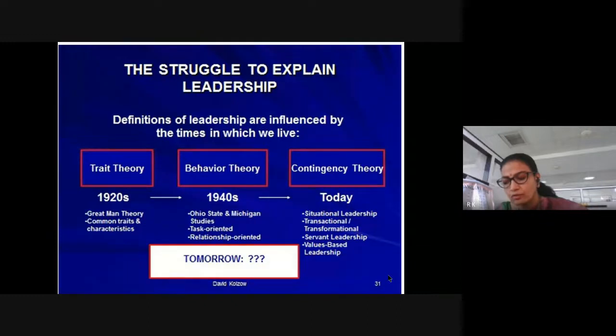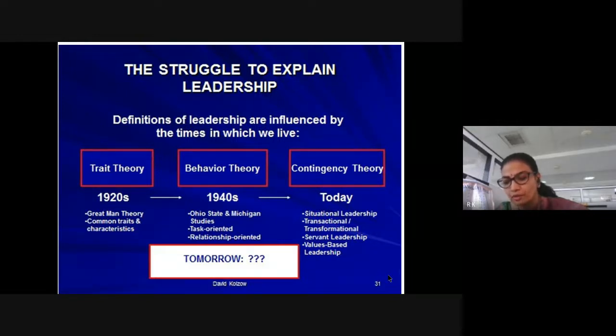With this, we have certain quite old theories which hold good. Some of the theories even hold good for today's scenario. One is the past theory called the trait theory, which evolved in the 1920s. Under the trait theory, we have the great man theory, where we try to identify common traits. We say that, from Mahatma Gandhi to Nelson Mandela, certain characteristics, certain traits are found. That is why they are all great leaders.